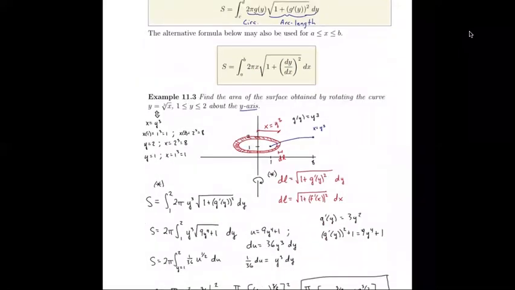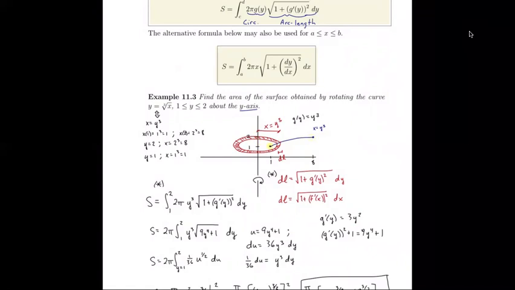We're asked to find the area of the surface obtained by rotating the curve y equals cube root of x between 1 and 2 for y values about the y-axis. So y equals cube root of x is this curve. Remember that it passes through the origin and looks something like this. We're only going from 1 to 2 on the y-axis. Note that's from here to here on the y-axis. So for our x values, that occurs at x equals 1 and x equals 8. So we've only drawn that much of the curve.